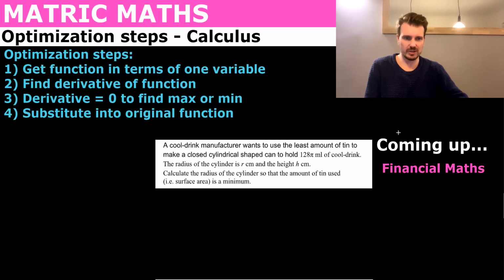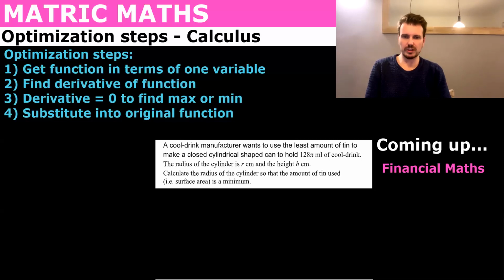So what does that mean? A function is just like our f of x equals x squared, or v of x, one variable in terms of another, and we need it in terms of one variable. So let's just read the question and see if we can figure this out.